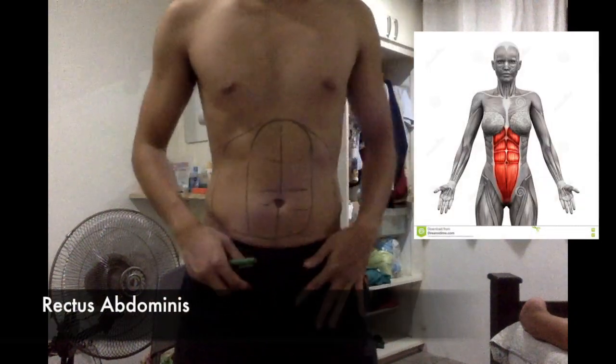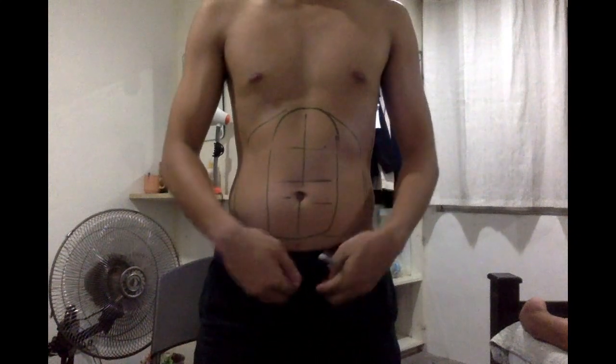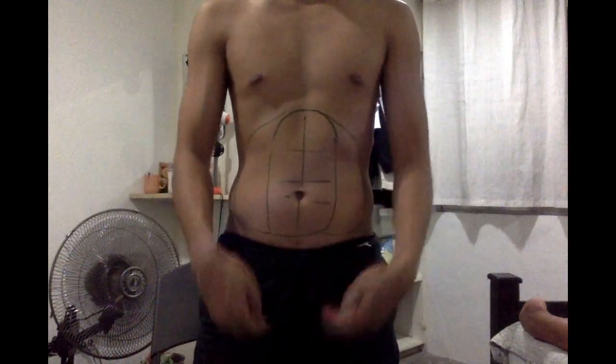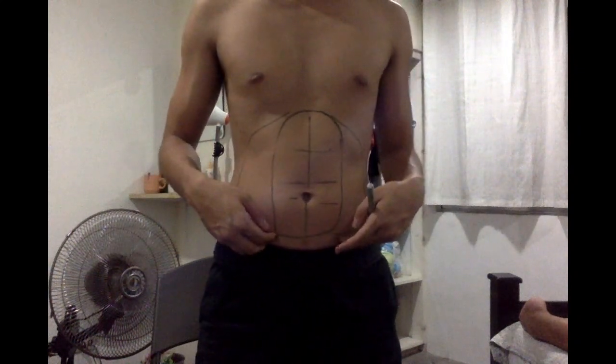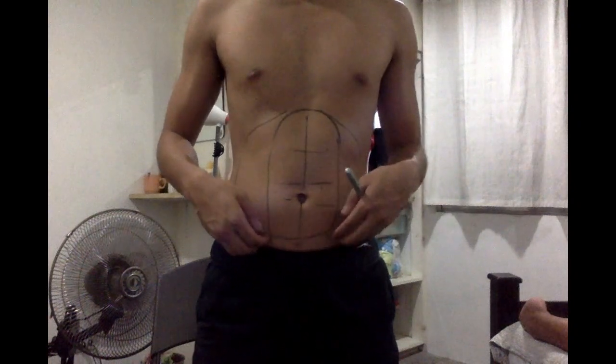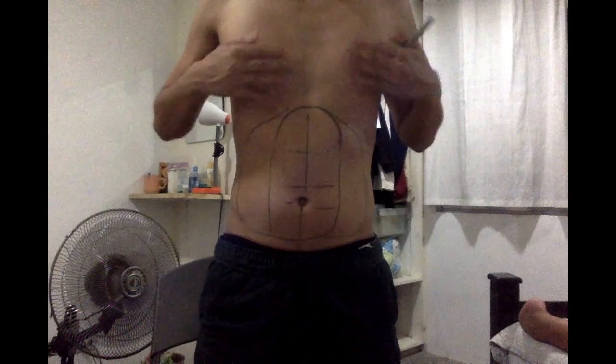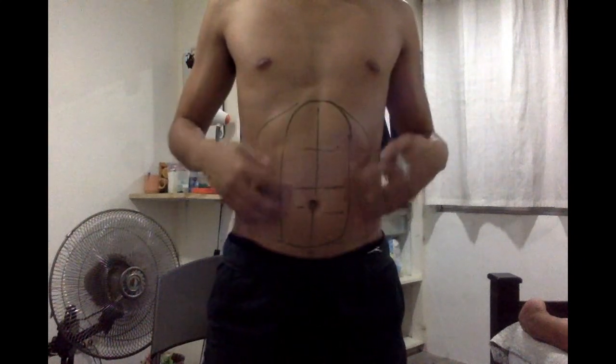Now we will talk about the anatomy of the abdominal muscles. So, we'll start with the rectus abdominis. So, I already marked myself. So, its origin is in the pubic crest and the pubic symphysis. So, inside, deeper. Its insertion is in the xiphoid process and costal cartilage of ribs 5 through 7. So, dito yung part na yun, insertion niya. So, this is the rectus abdominis.